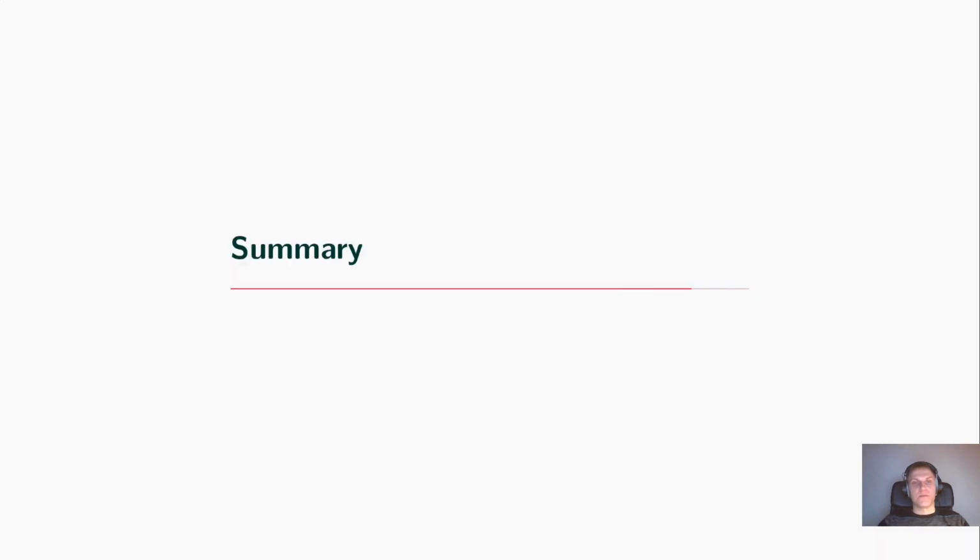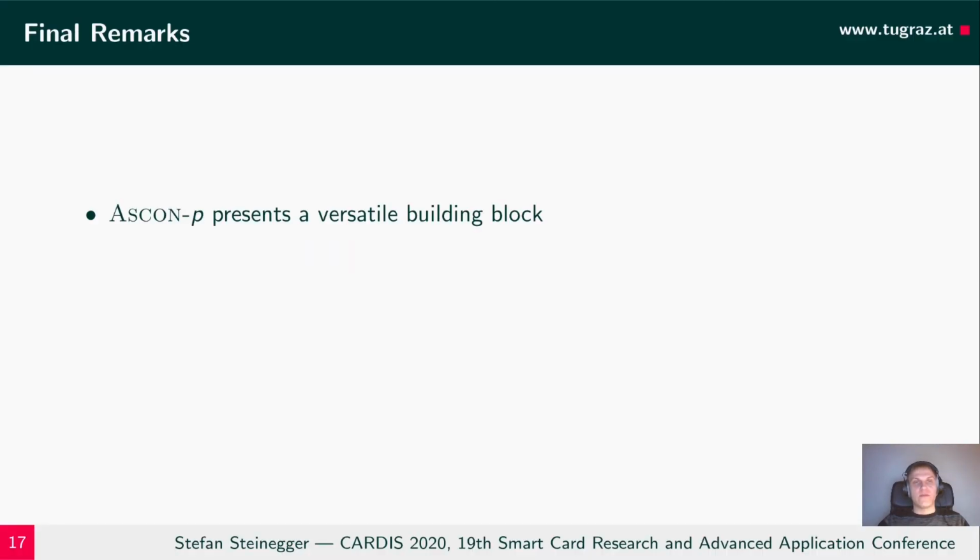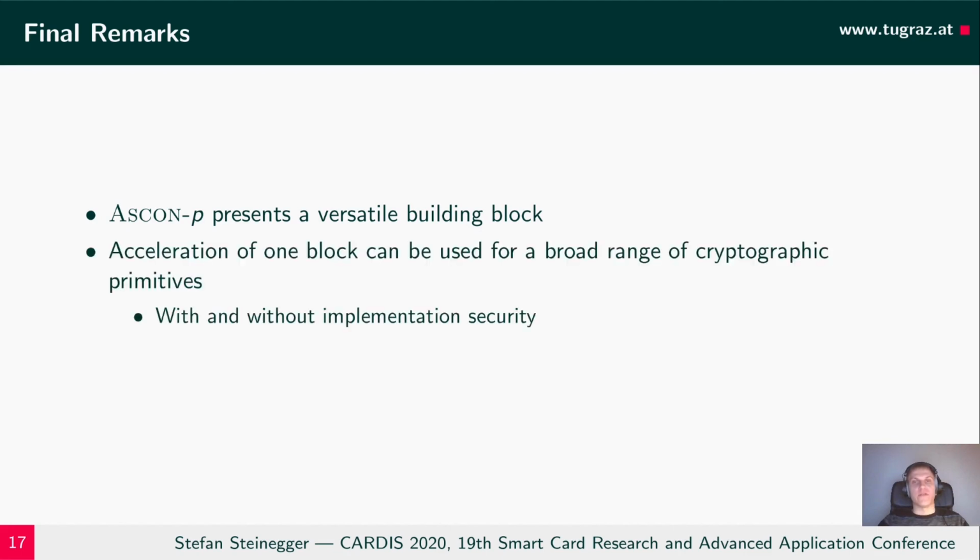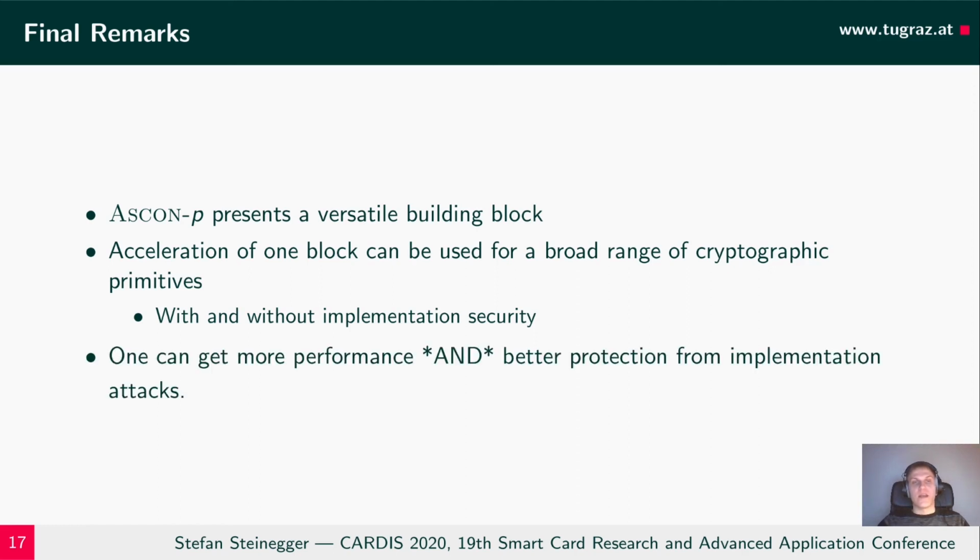So this brings us to the summary part of this presentation. As a final remark, what I want you to take away from this presentation is that Ascon-p presents a very versatile building block for a wide variety of cryptographic primitives. It also has shown that acceleration of one block can accelerate a wide variety of cryptographic primitives, and it even extends to with or without implementation security if desired. And the third point, one can get more performance and also better protection from implementation attacks.